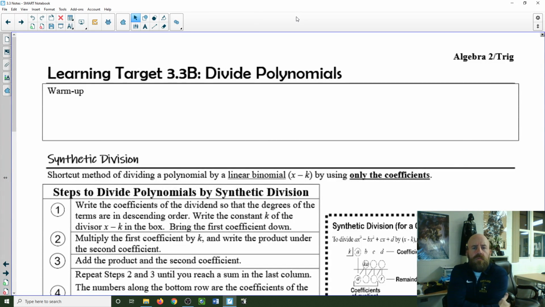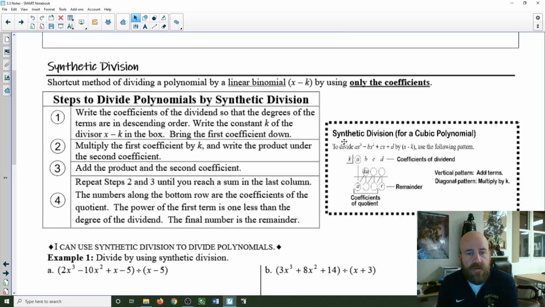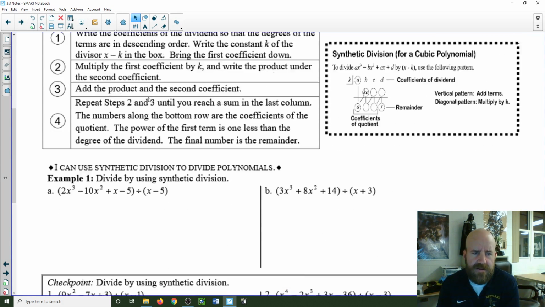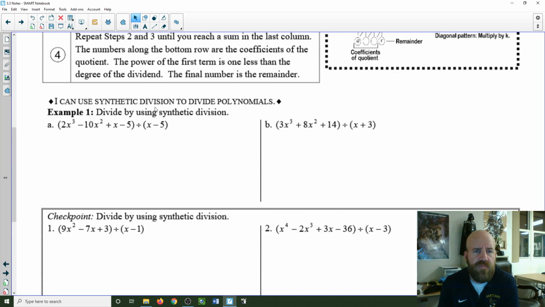All right, so what we're looking at right now is how to divide polynomials using synthetic division. So this is another method, other than long division, to divide polynomials. So the process is here. You guys can look at that later. I'm just going to roll through it, and you guys will catch on pretty quickly, I think.